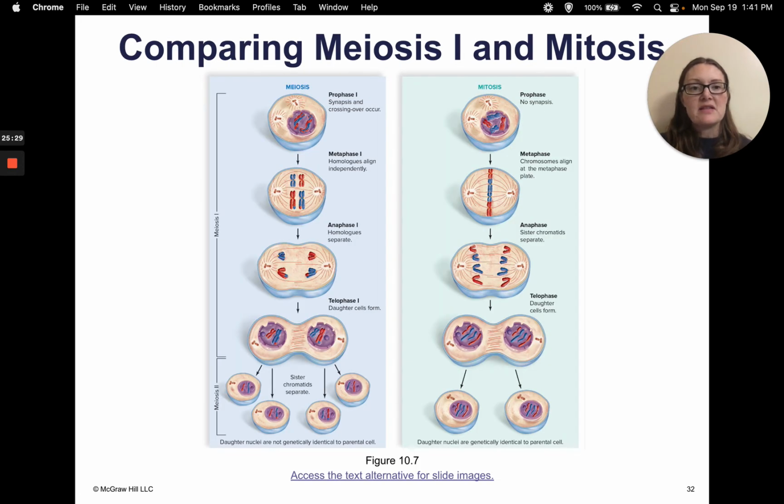Side-by-side comparison of the two processes, making sure that we understand that here's our main difference: crossing over has happened, and the homologous chromosomes are getting separated out, whereas here, the sister chromatids are separating out. A second division takes place in meiosis, where we end up with 4 daughter cells, and only 2 daughter cells are produced in mitosis.